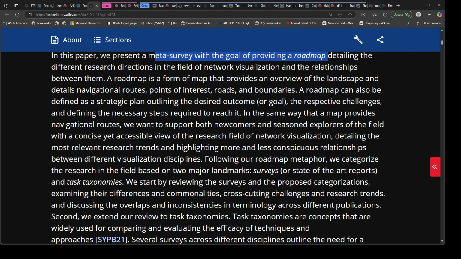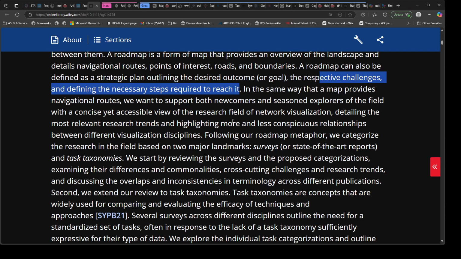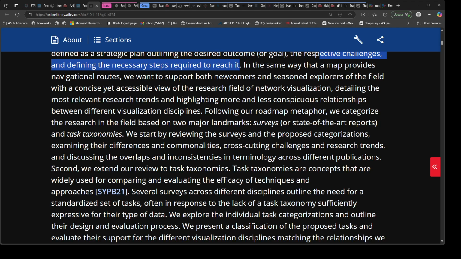A roadmap is a form of map that provides an overview of the landscape and details navigational routes, points of interest, roads, and boundaries. A roadmap can also be defined as a strategic plan outlining the desired outcome, or goal, the respective challenges, and defining the necessary steps required to reach it. In the same way that a map provides navigational routes, we want to support both newcomers and seasoned explorers of the field with a concise yet accessible view of the research field of network visualization, detailing the most relevant research trends and highlighting more and less conspicuous relationships between different visualization disciplines.